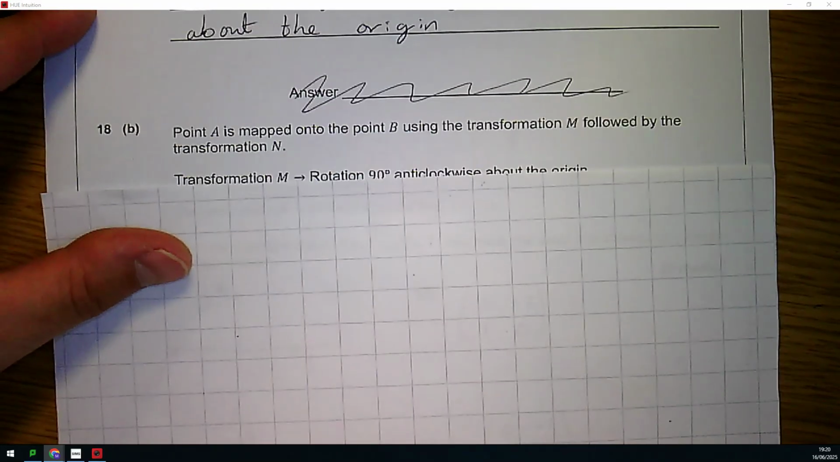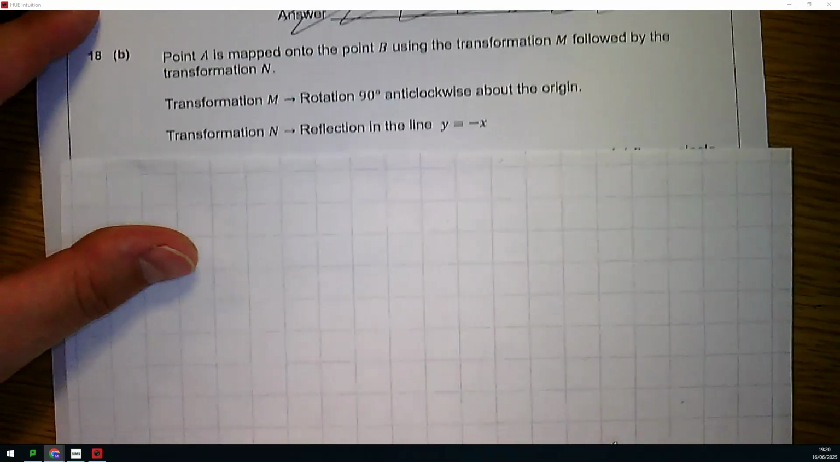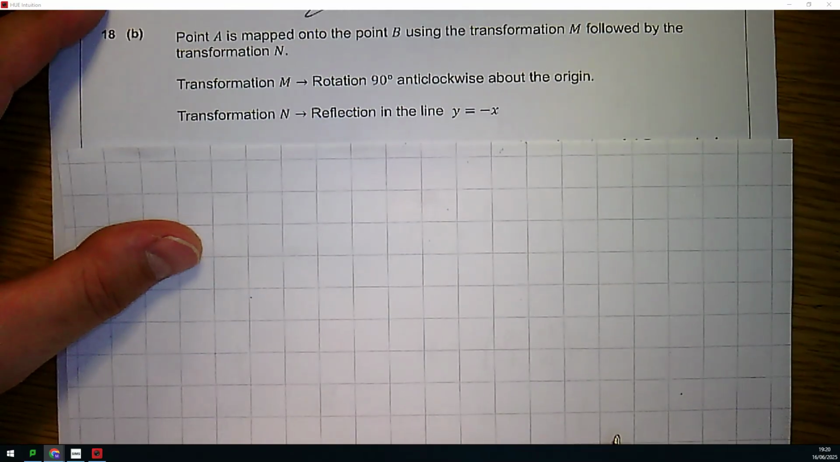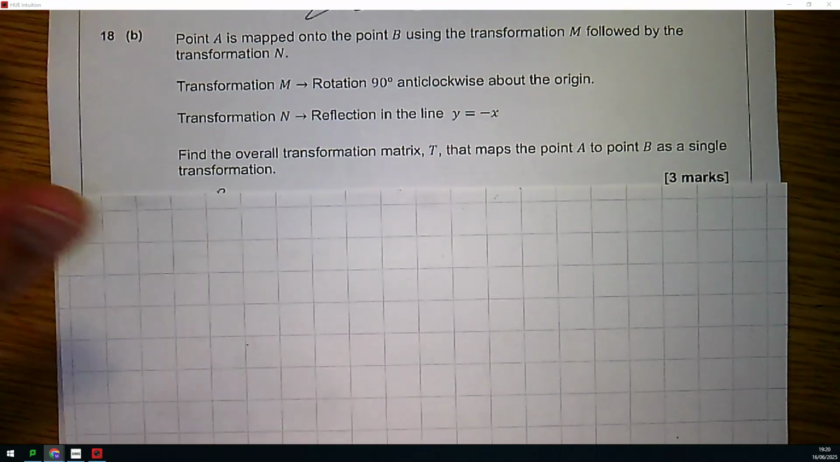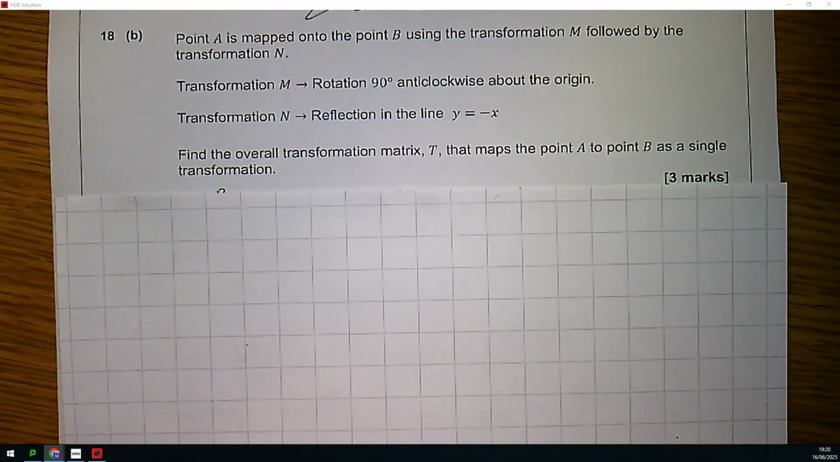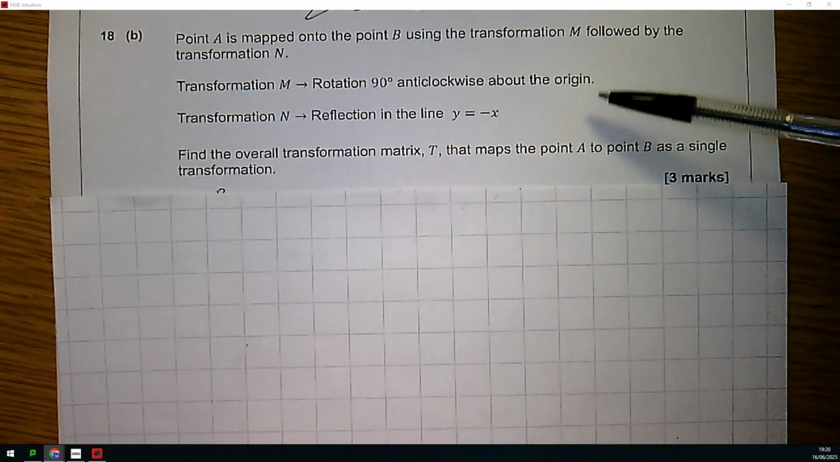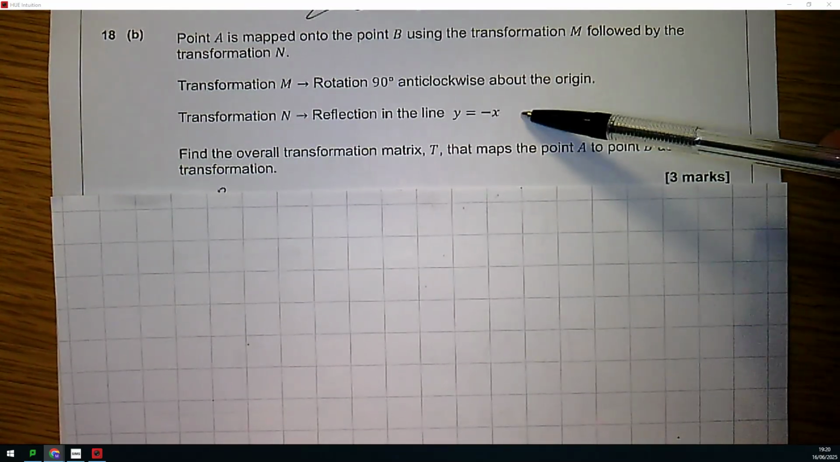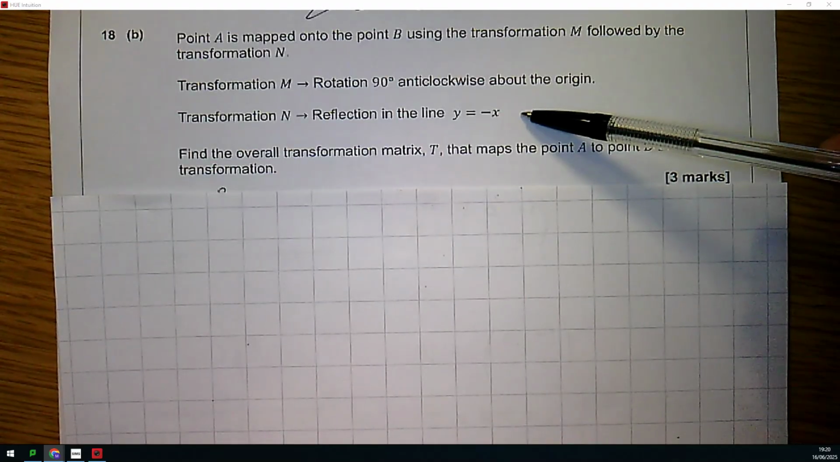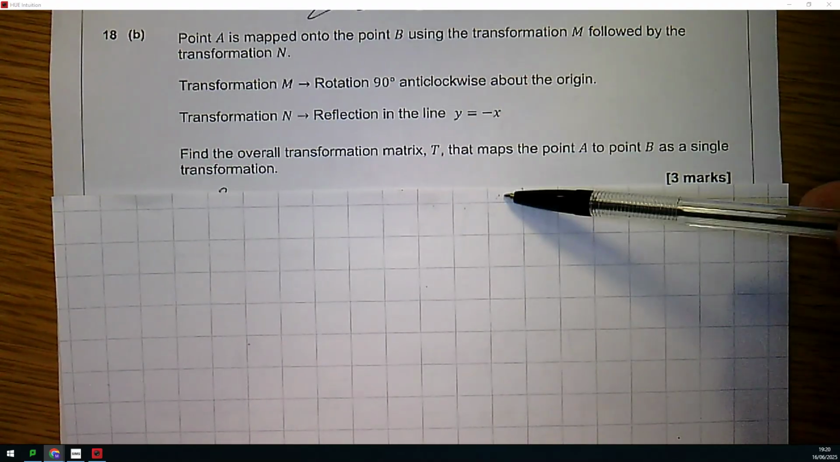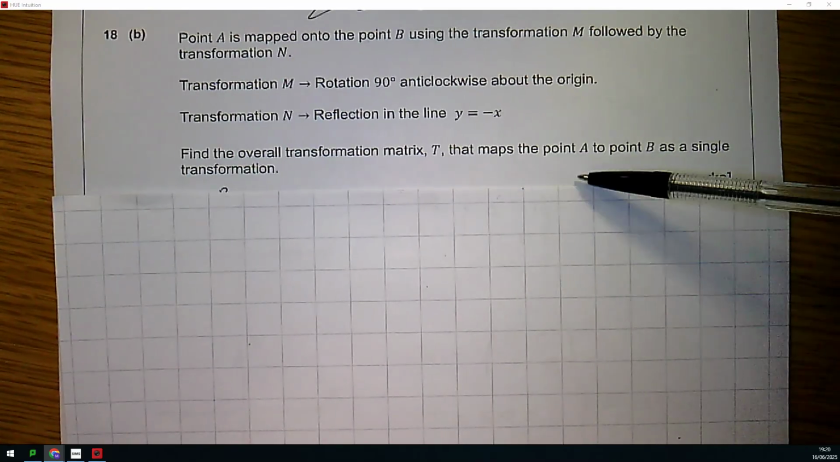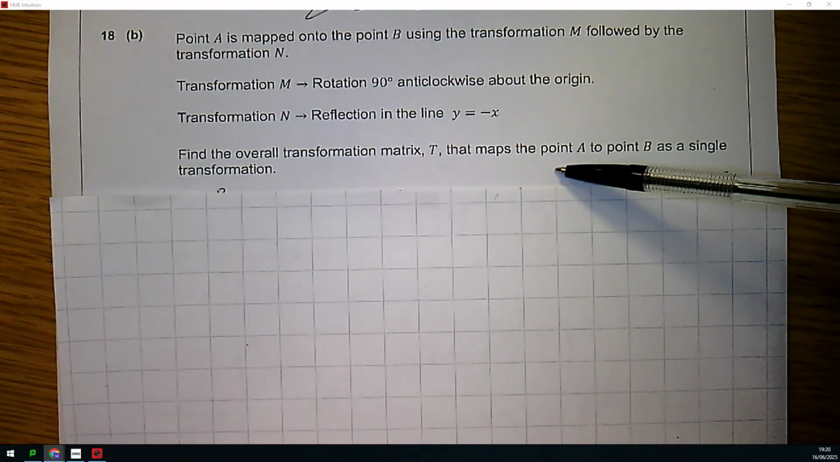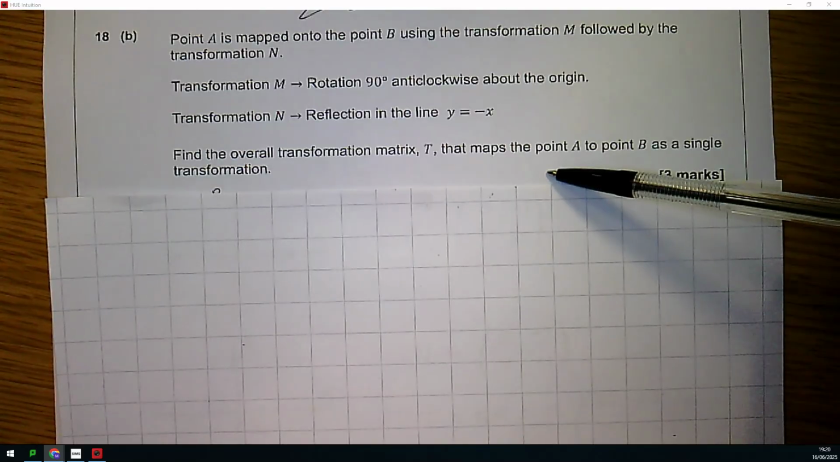Question 18b. Point A is mapped onto point B using the transformation M followed by the transformation N. Transformation M is a 90-degree rotation anti-clockwise about the origin. Transformation N is a reflection in the line y equals negative x. Find the overall transformation matrix T that maps the point A to point B as a single transformation. That is quite a wordy way to ask that question.